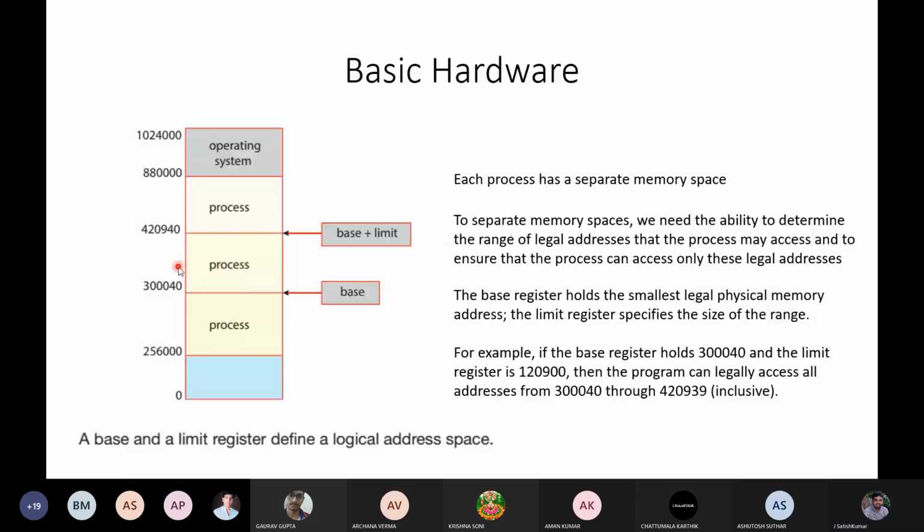Is this clear? Yes, sir. We call these legal addresses. To separate memory spaces, we need the ability to determine the range of legal addresses that a process may access, to ensure that the process can access only these legal addresses. It should not interfere with other processes' addresses. Trying to access another process's address is illegal. So we make sure the process uses only the legal address space, based on the base and limit addresses.